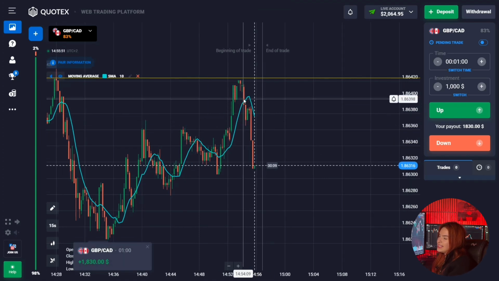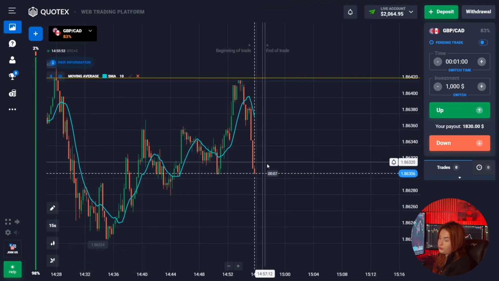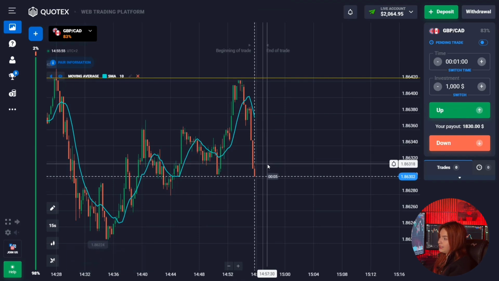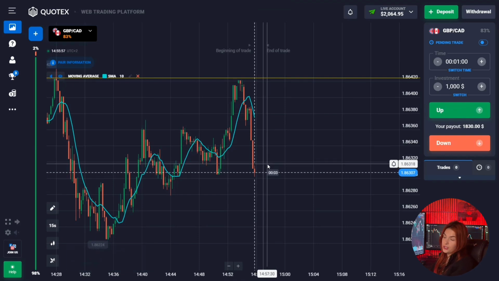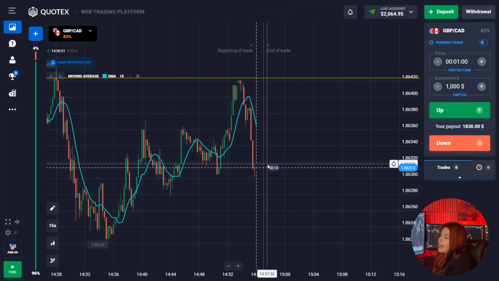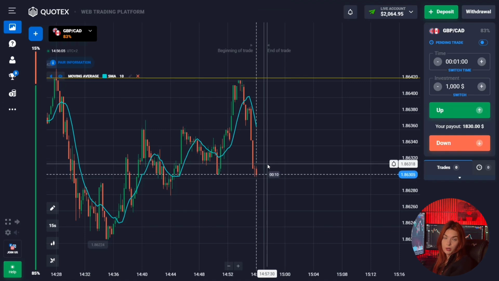Great! As you can see, the price continued to move downwards, and impulsive red candles continue to form. 1 minute was just enough for us here. The situation really worked out well, and the indicator turned out to be right again, and it's just a really good entry point, guys.